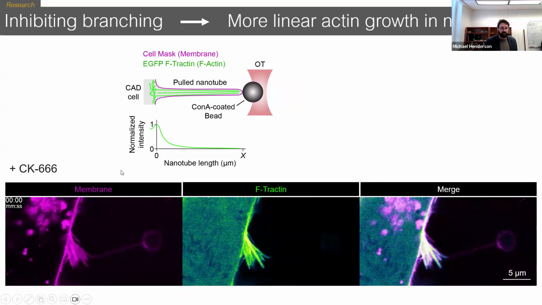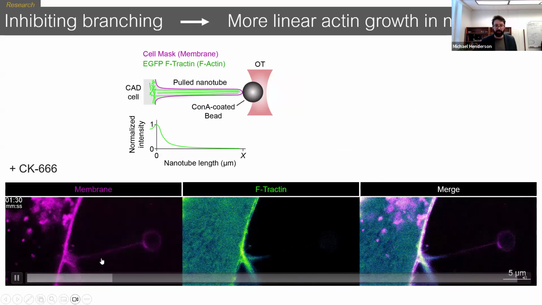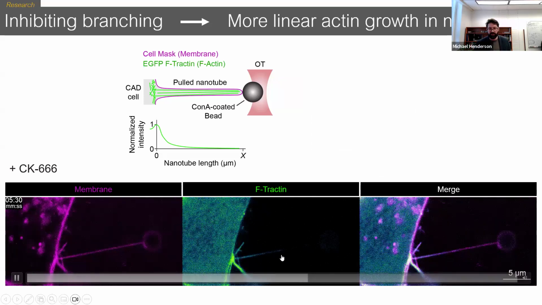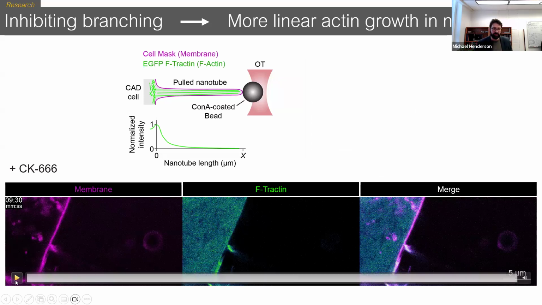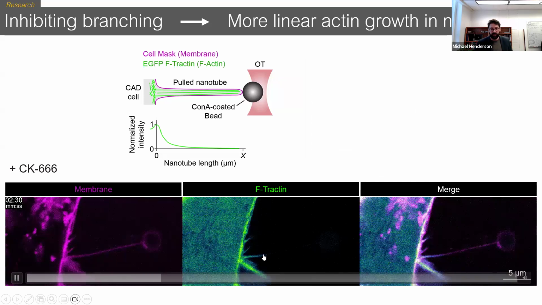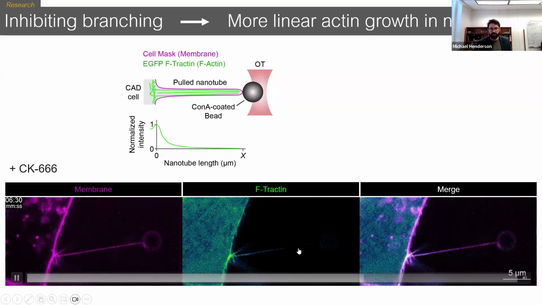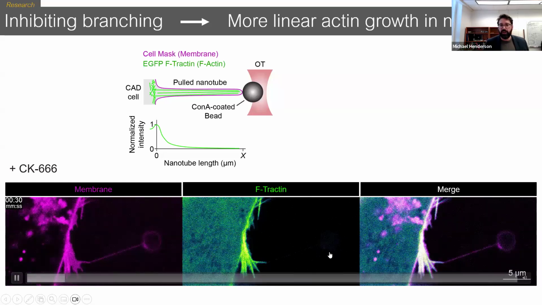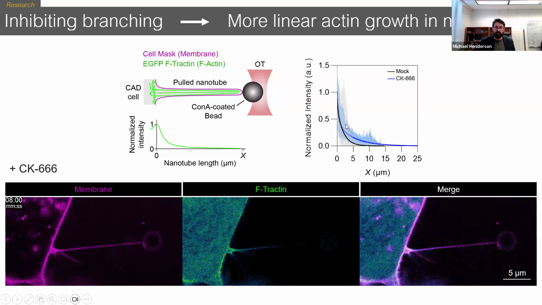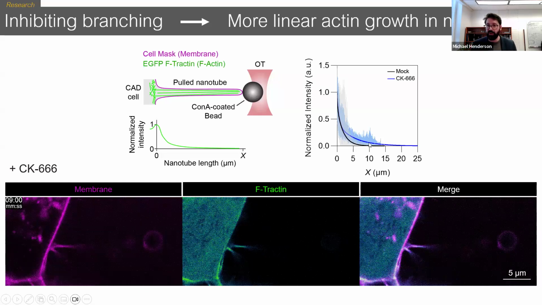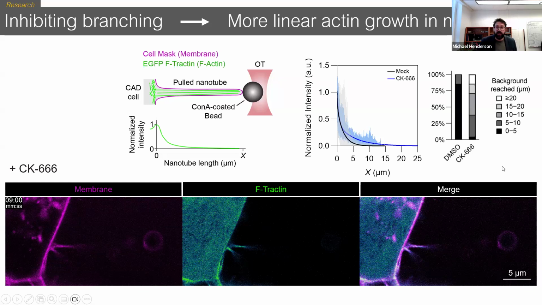What's really quite striking, though, is once you inhibit the ARP2/3 complex, you get robust formation of actin filaments within these nanotubes, as you see within the F-tractin signal. I'll play it one more time, and you can see this actin growing within this F-tractin signal. And if we quantify this, we do indeed see a shift to longer length scales upon the inhibition of the ARP2/3 complex. We see a lot of tubes that have actin reaching lengths of 15, 20, or even more compared to the vehicle control, for example.